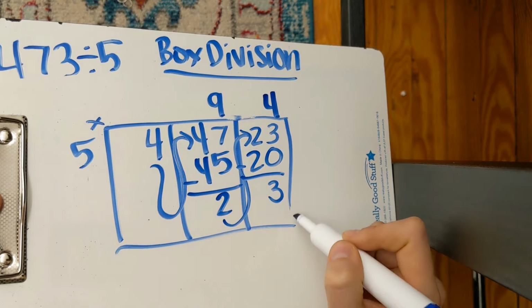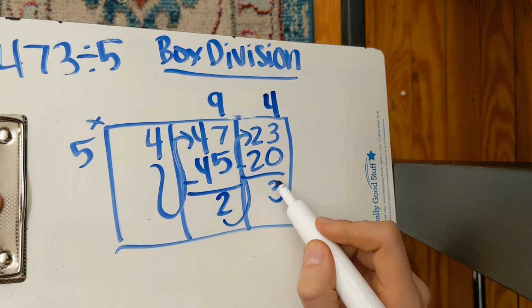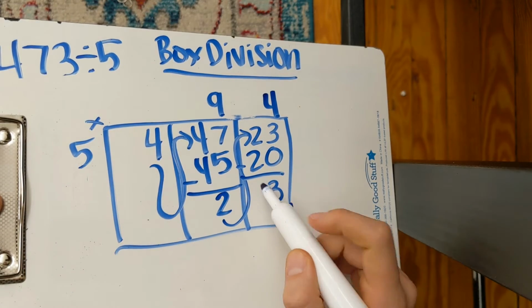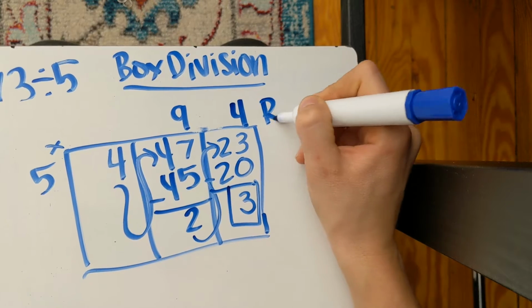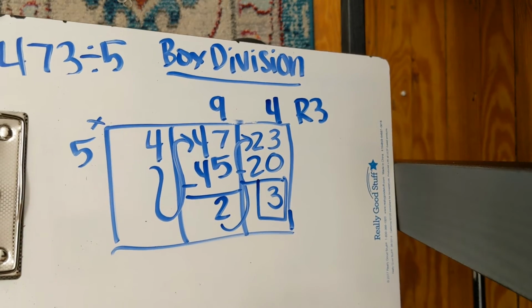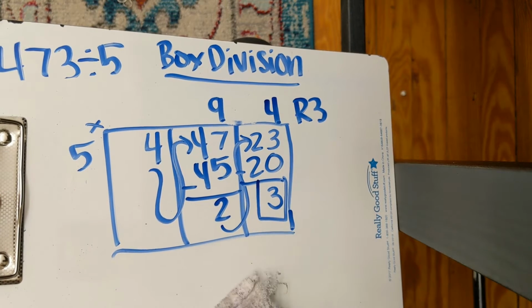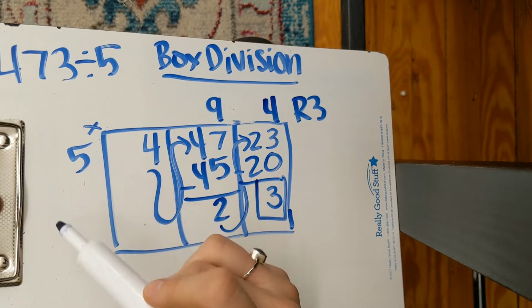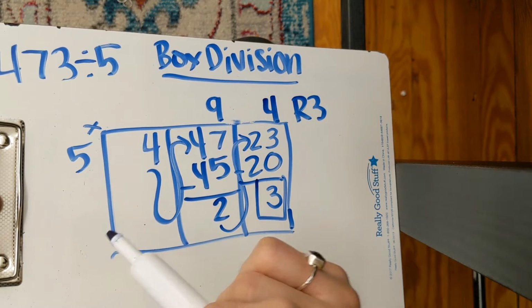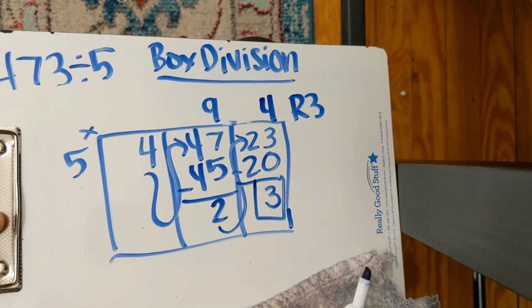And then, because we're at the end of our problem, we've gone through the hundreds, tens, and ones place, we're at the end of our problem. 5 doesn't fit into 3, so this is our remainder. I always like to box our remainder. The answer to our problem of 473 divided by 5 is going to be 94, remainder 3. Again, the steps for box division are divide, multiply, subtract, regroup, and repeat. Okay?